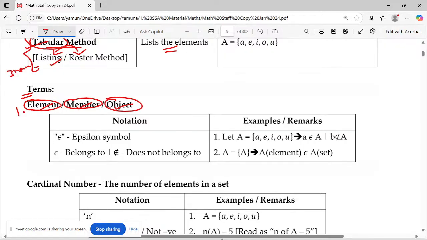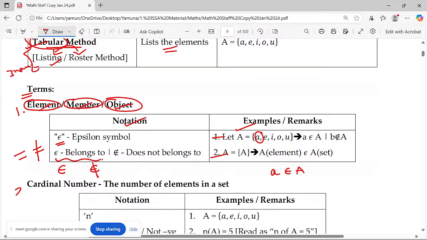The notation used here is a symbol called epsilon, but how do we read it? It reads as belongs to. This is equal to, this is not equal to, this is belongs to, and this is does not belong to. We are talking about the member or element. We have the example here: if I talk about the vowel a, which belongs to the set A, we write a belongs to A.